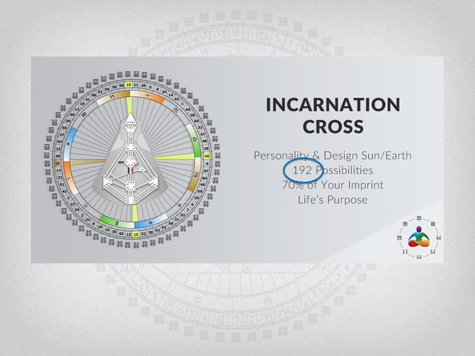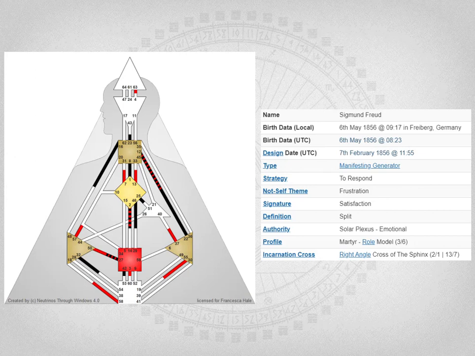There's usually a couple of different versions of the same overall Incarnation Cross, so if you look yours up, make sure that the order of numbers matches your Incarnation Cross, and this will be shown on your chart. I'm only going to give you one example of a cross because they're complex and full readings are required to really look at them in depth. But to show you what I mean, let us look at Freud again. And you can see that his Incarnation Cross is called the Right Angle Cross of the Sphinx, and you can see there the numbers that make up the cross.